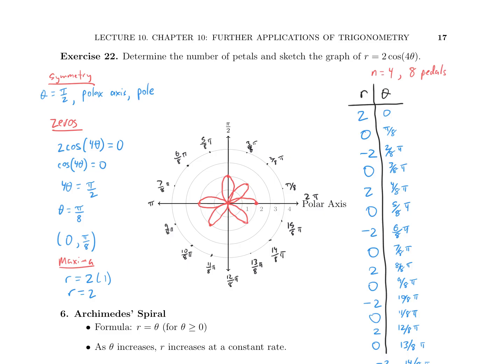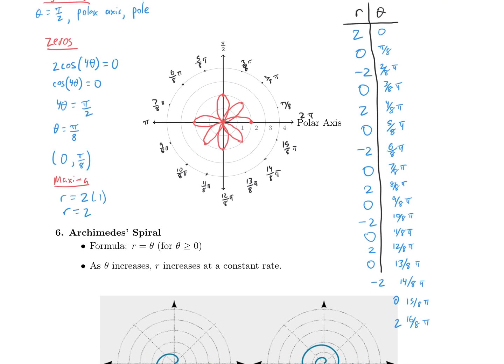Now 12/8 pi. 12/8 pi is 2, so that would be down here. So it's going to start to draw this petal and then back to 0. And then 13, okay, then 14/8 pi. At 14/8 pi, it's going to be -2. So here's 14/8 pi. Instead of going in this direction, going in the opposite because of the -r. So that's going to start to graph this petal. And then back to 0.